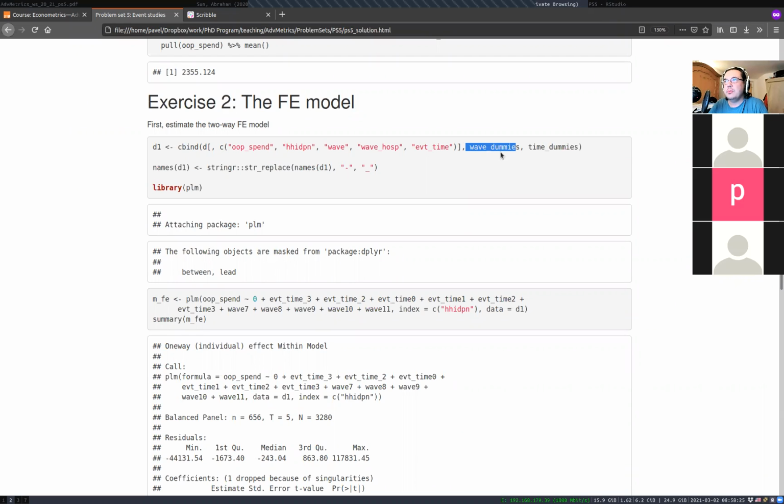Now we will need our wave dummies, or time period dummies, and here we have cohort dummies and relative period dummies. And I also include our outcome, individual ID, and not the dummies, but the original variables. So wave is the absolute time period. Wave of hospitalization is the cohort, and event time is the relative time period. And since in these variable names we have these minuses, R doesn't really like minuses in variable names, so I replace them with underscores.